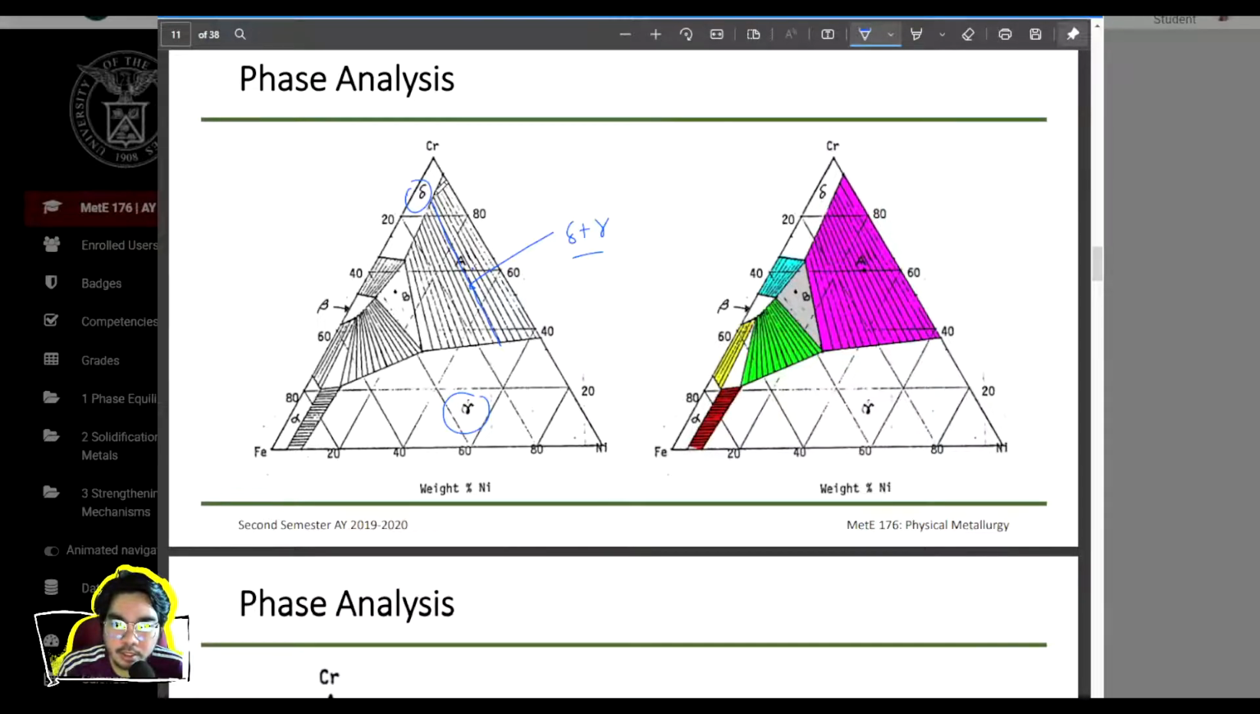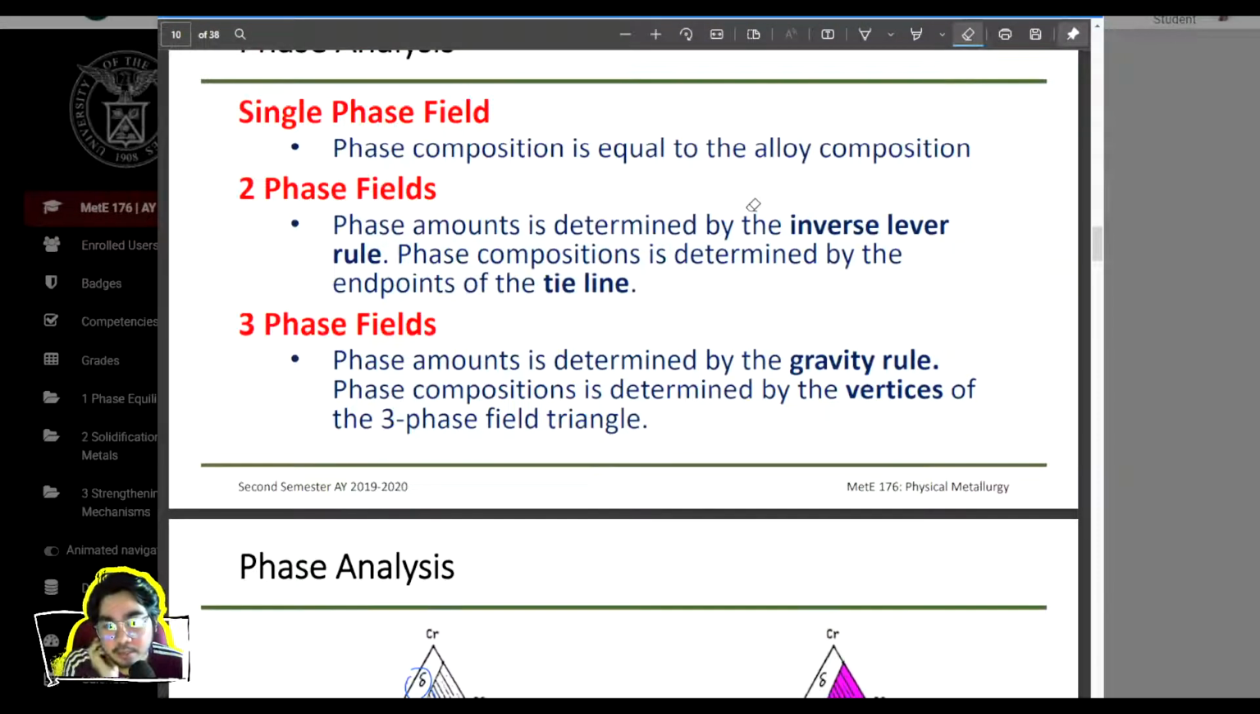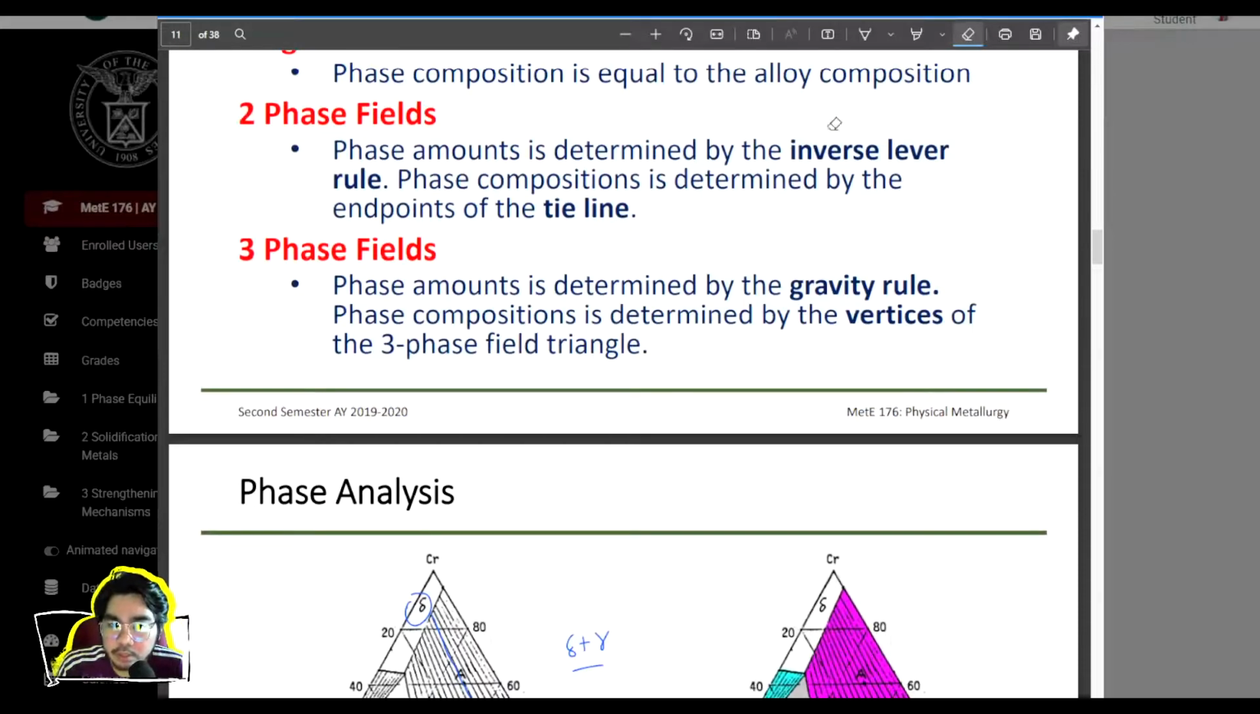So you just need to draw it like that. Like so. I hope you get the point. But in any case, that's the phase analysis for a two-phase region. So we just use the inverse lever rule, the same way we use it in binary phase diagrams. Okay? So what is relatively new to you is actually the gravity rule.